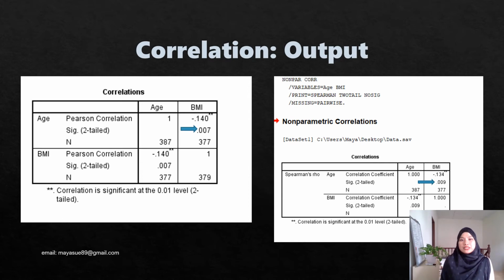Okay, usually the Pearson correlation table provides the asterisk to indicate the significant correlation. So here we can see that there is significant negative correlation between age and BMI, meaning that with increase in age, their BMI actually decreased. Okay, so if your data is not normal, you can opt for the Spearman's rho output. Okay, so just report the p-value 0.09.